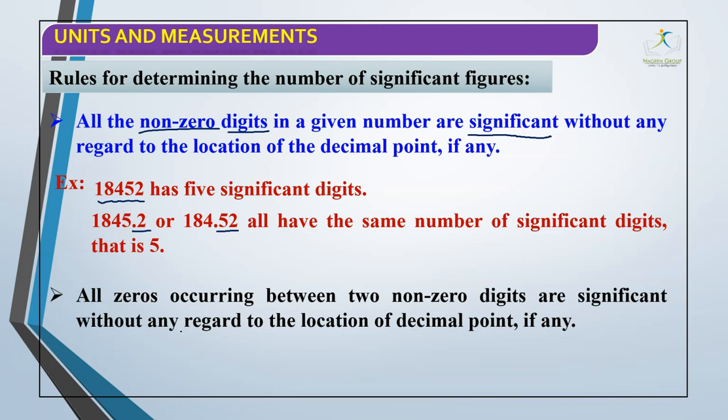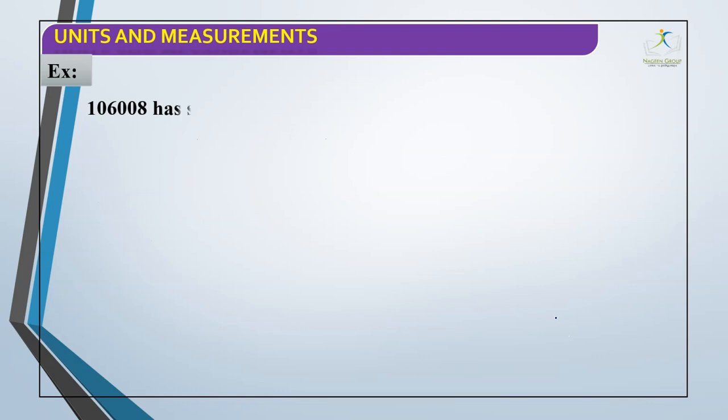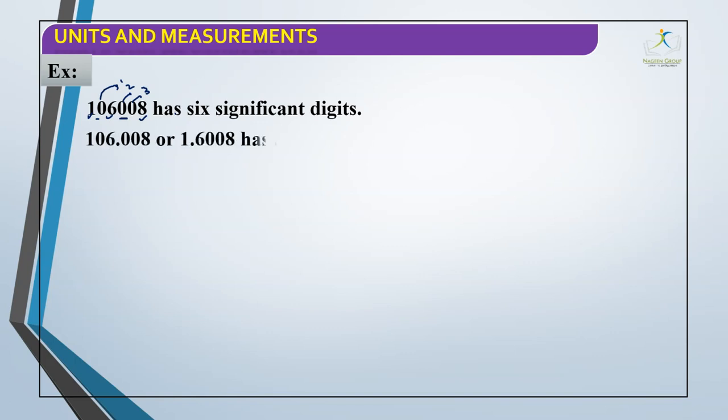Now the next one is what? All zeros occurring between non-zero digits are called significant, without any regard to the location of the decimal point, if any. For example, I'm taking 106008. This has a non-zero digit at the start and a non-zero digit at the last, and in between some zeros are there. So we count these as significant. Clear? There are 3 zeros and all 3 are countable as significant digits. So here 6 significant digits are there.